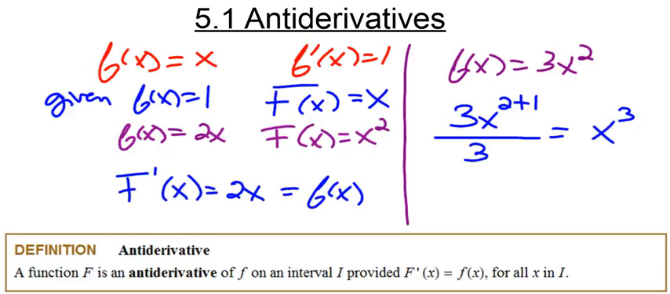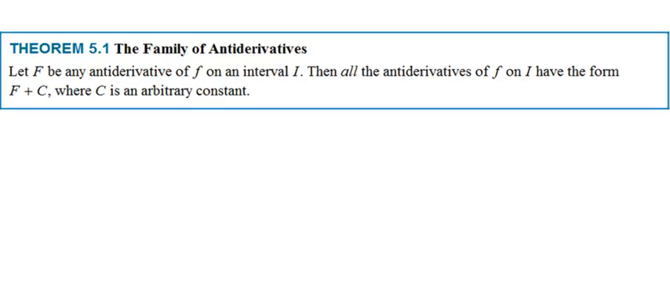Going on to this concept, we're going to be talking about the family of antiderivatives. Let F be any antiderivative of the function f on an interval. Then all of the antiderivatives of this function on the interval have the form F plus c, where c is just any number, because the derivative of a constant would be 0. So it could be any c.